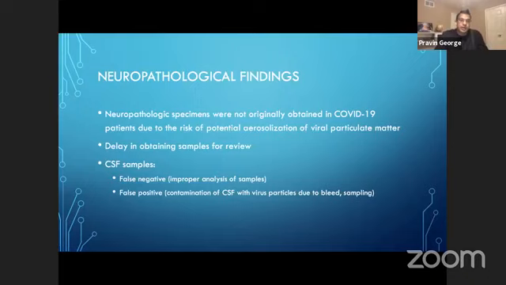And then we have false positive as well. And maybe this is contamination of CSF with viral particles due to bleed during sampling. It's unknown as to whether some of these patients were encephalopathic or if they were just trying to obtain CSF on patients that were not encephalopathic. A lot of the neuropath specimens that were obtained were on just patients that had passed away, and they did full body autopsies on them.